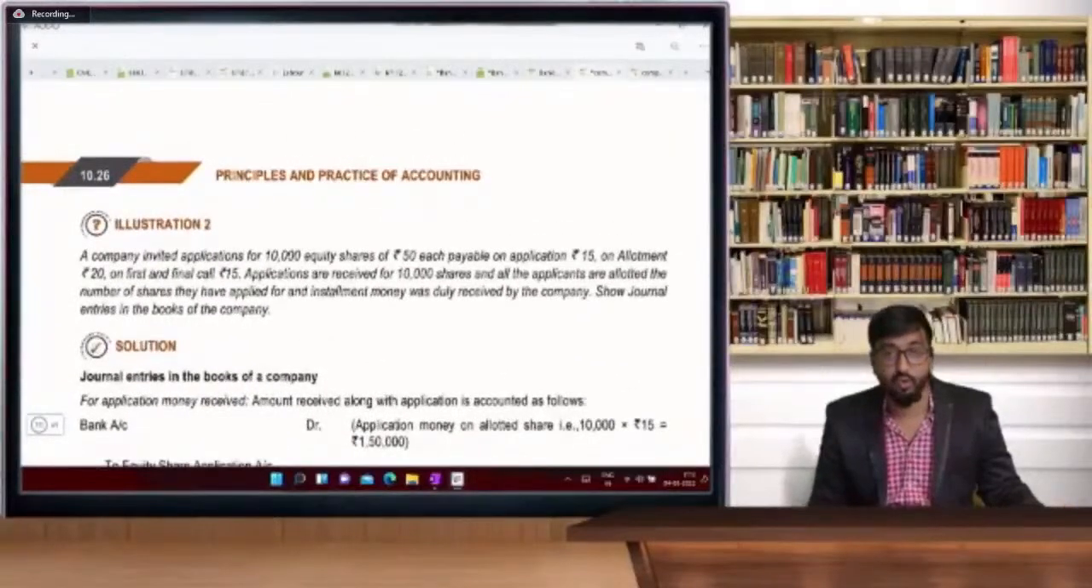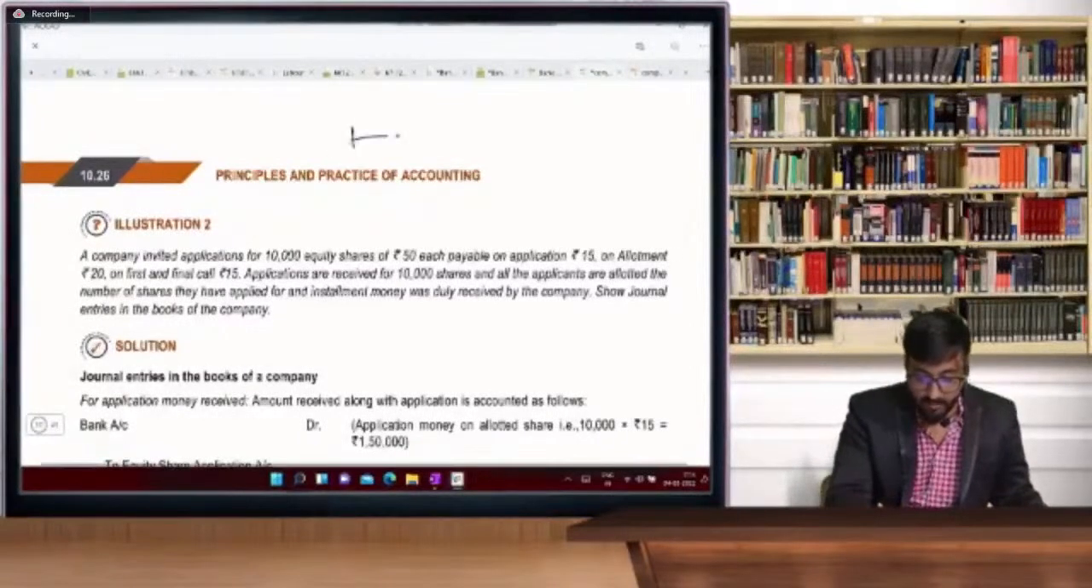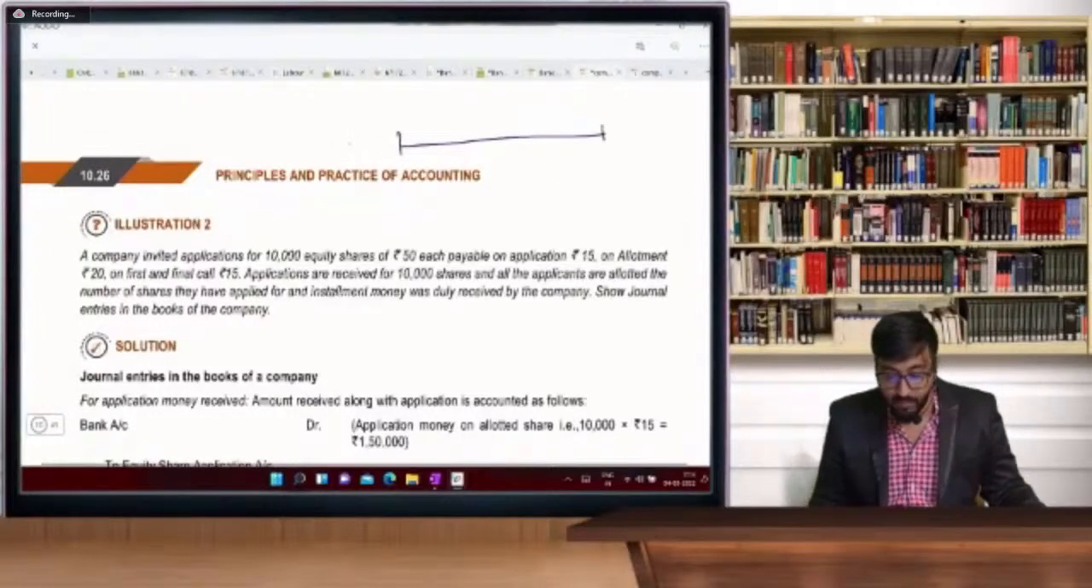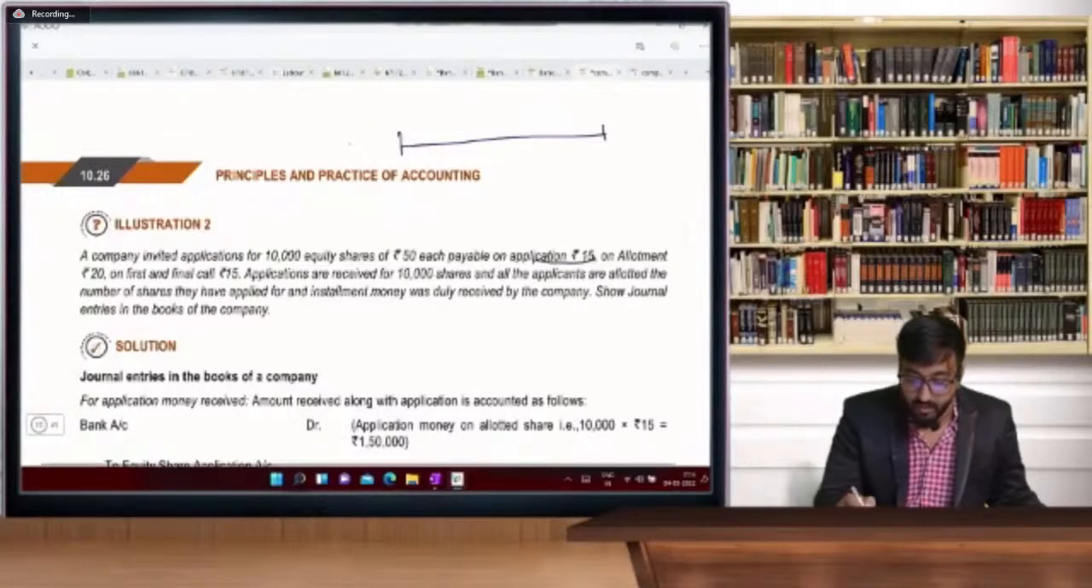Yes, now you only draw the diagram. A company invited applications for 10,000 equity shares. So, beta, 10,000 equity shares, Rs. 50 each, payable on application Rs. 15. So this is 15 rupees. Allotment is 20 and first call is 15.